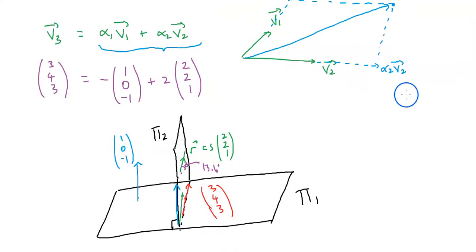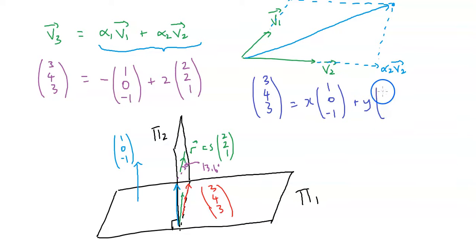Now, in your exam, I would say probably just do it this way. It's way faster. Just observe that one of them is a multiple of the other two. And even if it's not obvious like that, you could just write (3, 4, 3) is equal to x times (1, 0, negative 1) plus y times (2, 2, 1), and then just find what x and y are. But since we're learning here, it's fun to take a look at the geometric approach, and it gives you a more intuitive explanation of what's really going on.